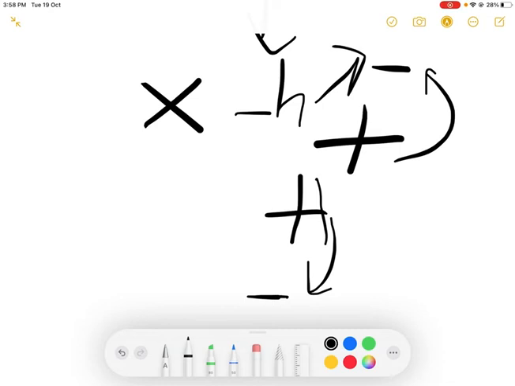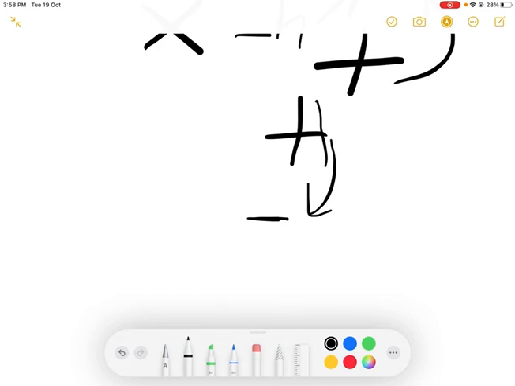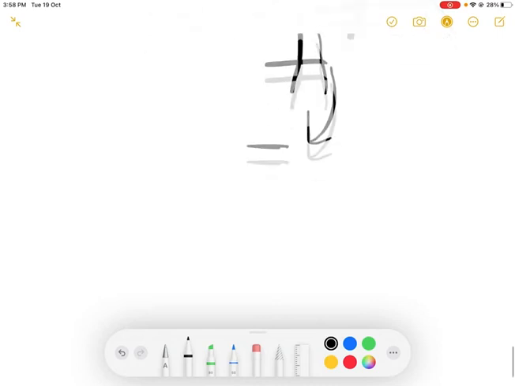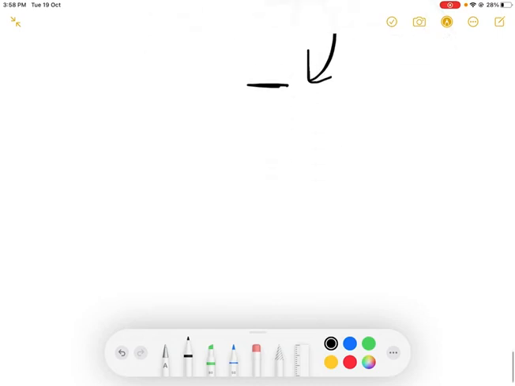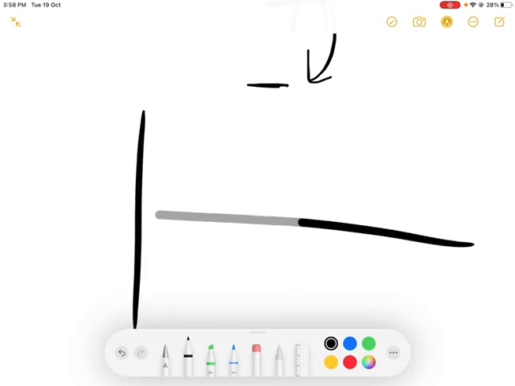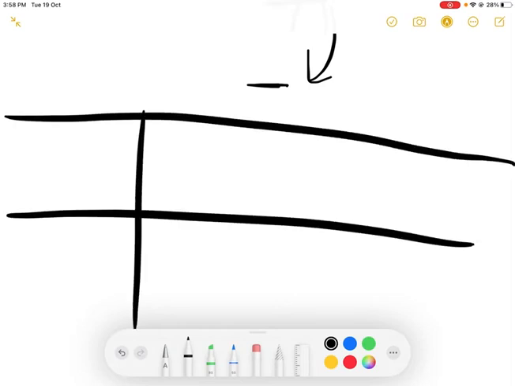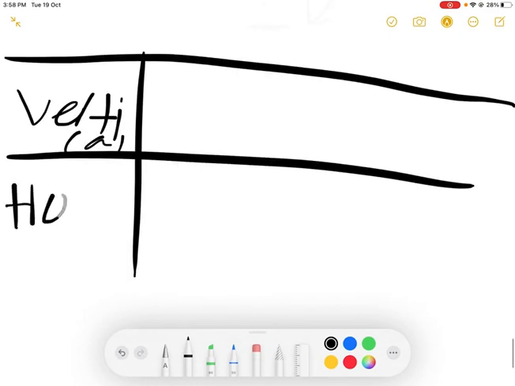Now I'm going to talk about dilations, horizontal and vertical, and they are included in the transformations overall. To make it simple, I'm going to make a table. There are two types of dilations: vertical dilations and horizontal.